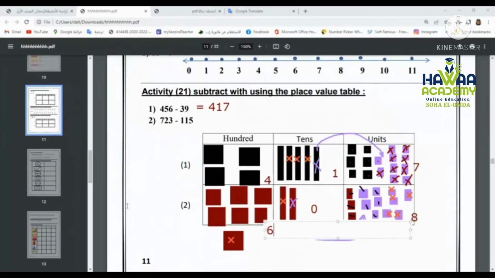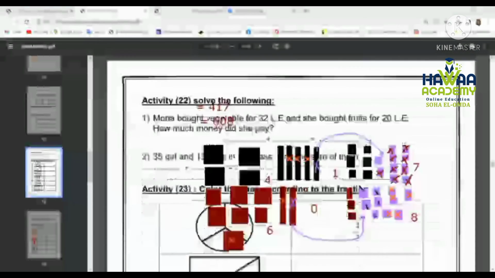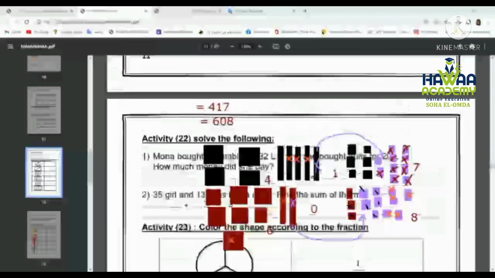And now, so we all know now 723 minus 115 will be 608. Very, very great. Let's see this story problem.